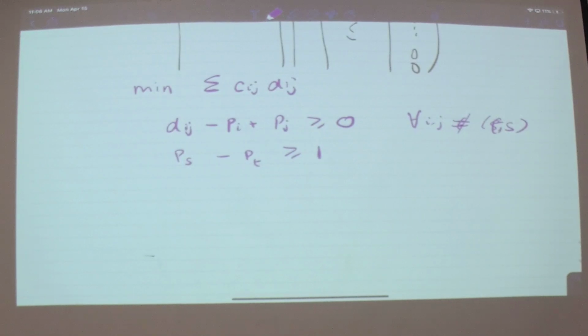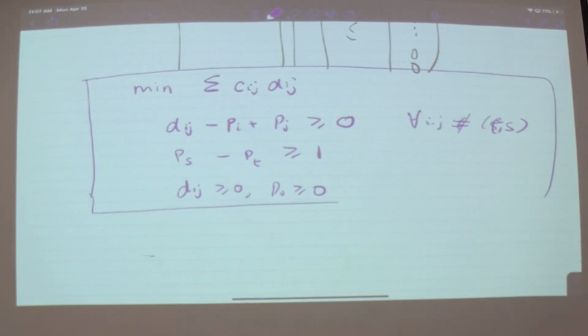And as usual, Dij is greater than 0. So this right here becomes the dual program corresponding to the primal program that we had from earlier. I don't know yet what this means. This is just a bunch of variables.